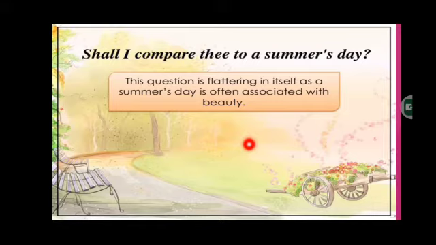Sometimes on a summer day the sun is too hot, or sometimes we see it is too dim, and on the other hand we see this decline to a summer's day, because after the summer there'll be autumn, right? After autumn there'll be winter. So there's decline to a summer's day and there's no decline to the beloved of the speaker.